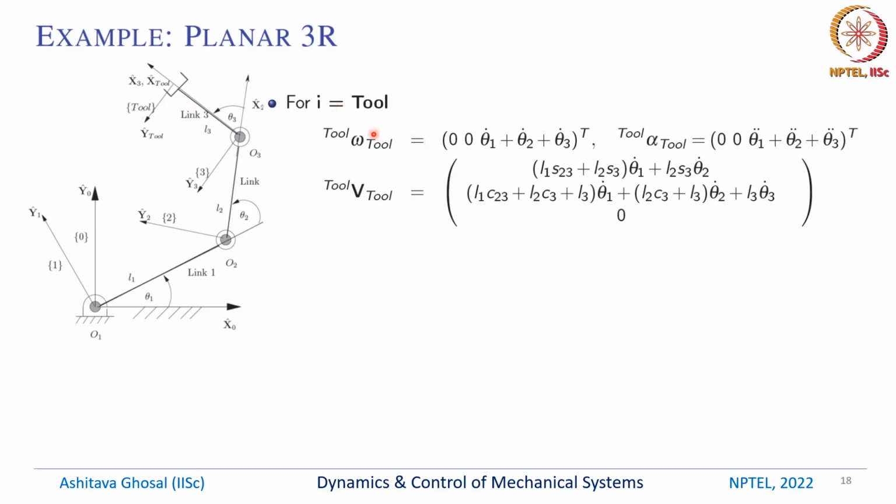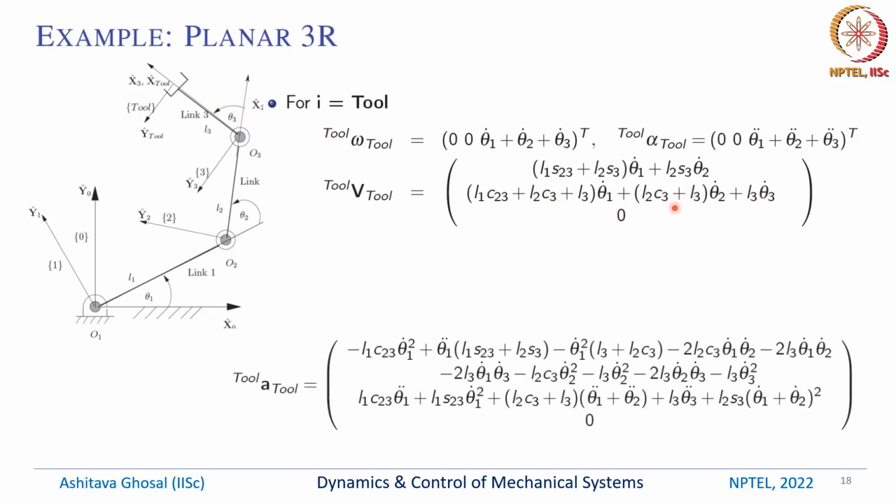So for the tool coordinate system, the angular velocity will be nothing but theta 1 dot plus theta 2 dot plus theta 3 dot. The angular acceleration will be the second derivative of theta 1, theta 2 and theta 3. The velocity of this tool coordinate system will contain theta 1 dot, theta 2 dot, and also theta 3 and all these angles, okay, in its own coordinate system.